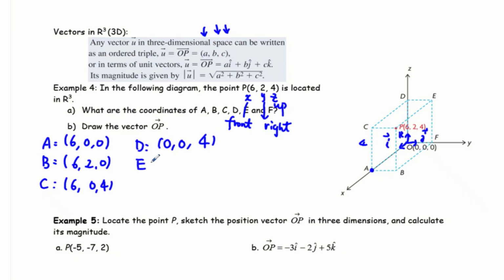E is right and up, right 2, up 4, and no front. So front is 0, (0, 2, 4). And F is here, so just move to the right, no up, no front. So just y changes to 2, (0, 2, 0).